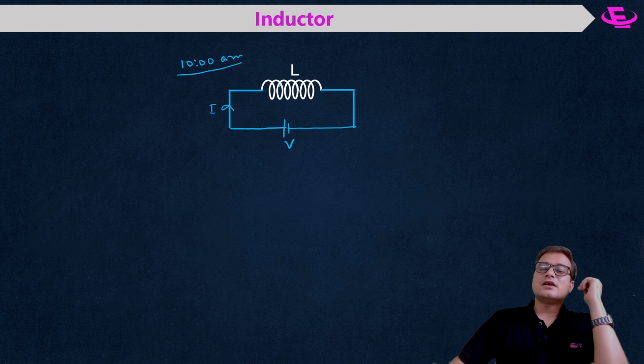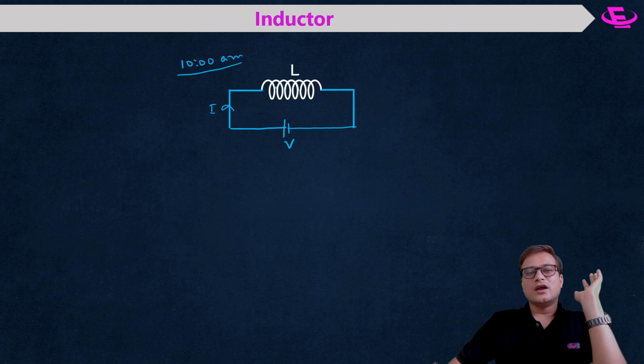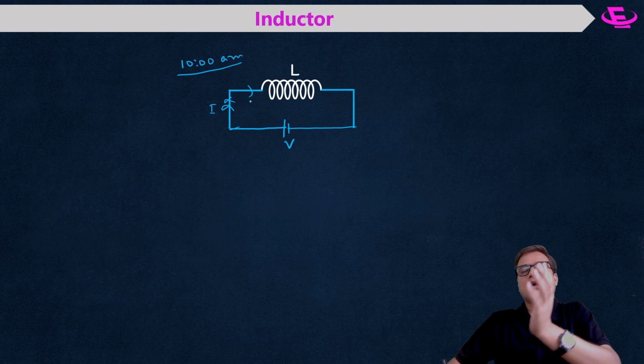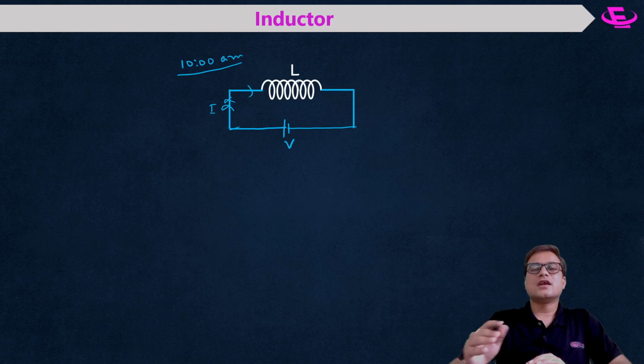Before that, the current through the inductor was 0; the inductor was at rest. At 10 am you go to the laboratory and turn on the supply. The moment you switch on the supply, it is trying to push the current I, but this inductor is not ready to accept the current at 10 am.